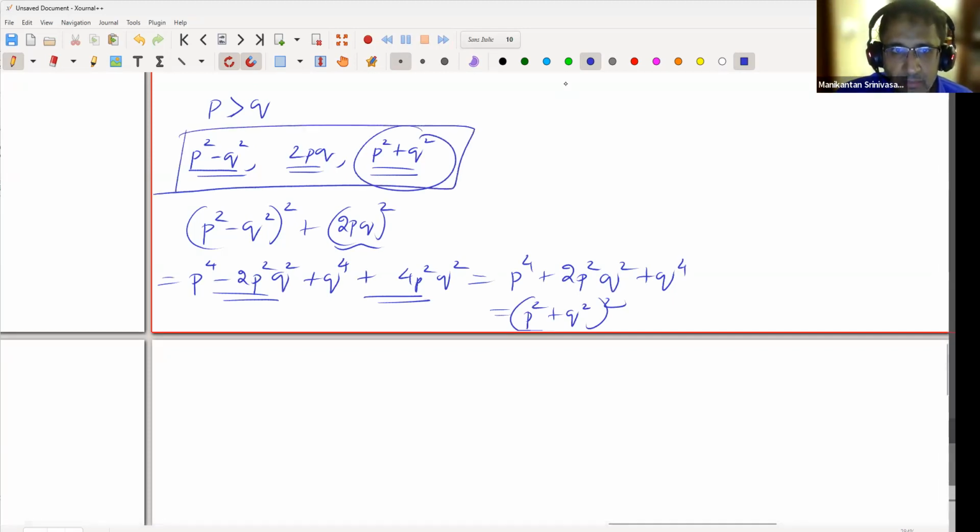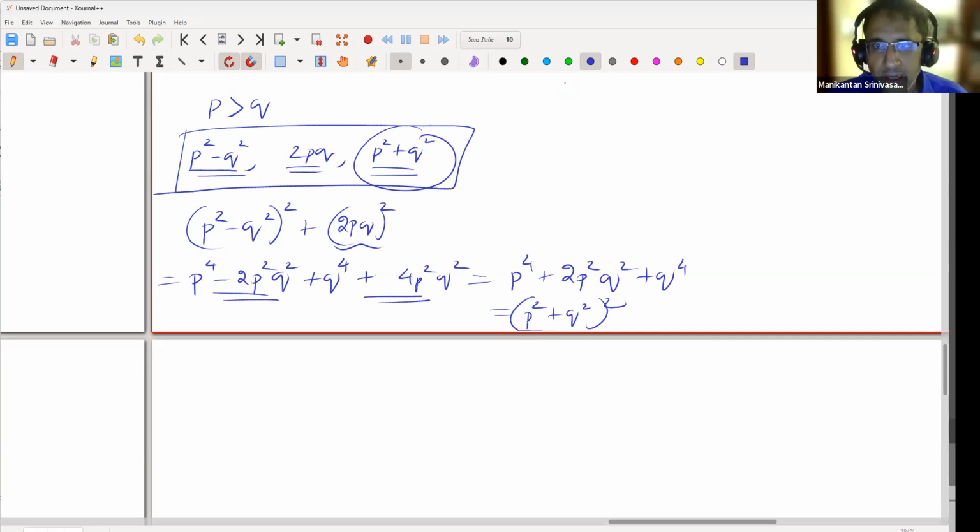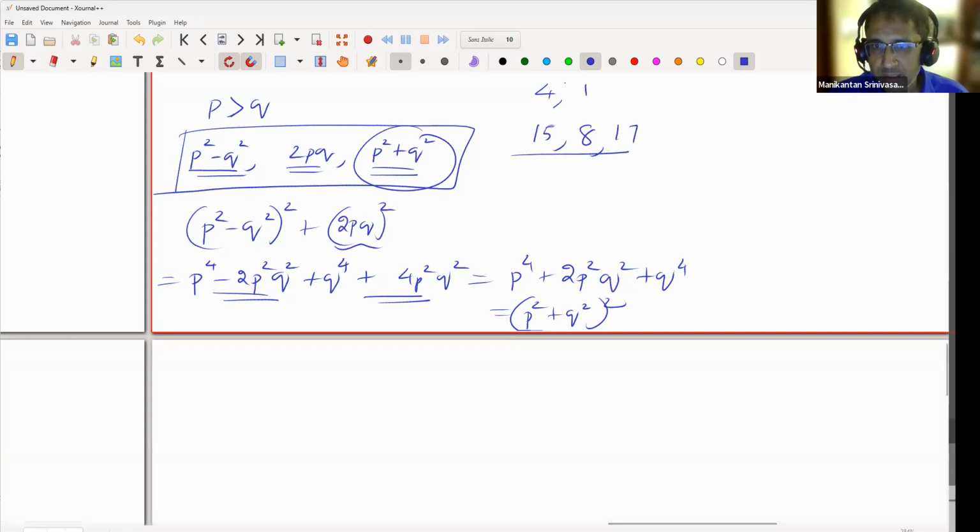I can take any two numbers, I can do this. For example, if I take P as 4 and Q as 1. So 4 square minus 1 square would be 16 minus 1. 2 into 4 into 1 would be 8. And P square plus Q square would be 17. So that's a triplet.